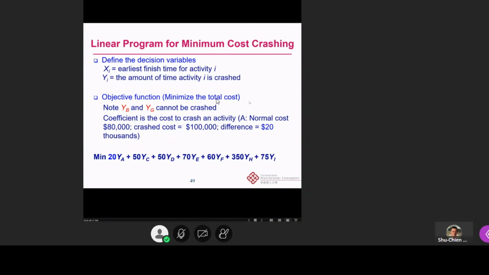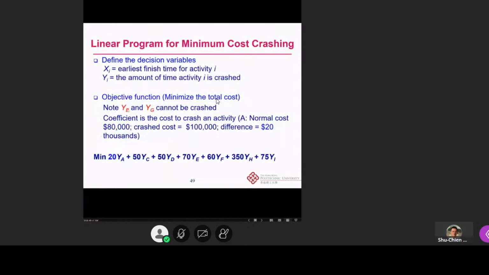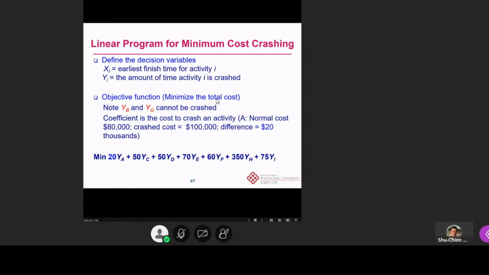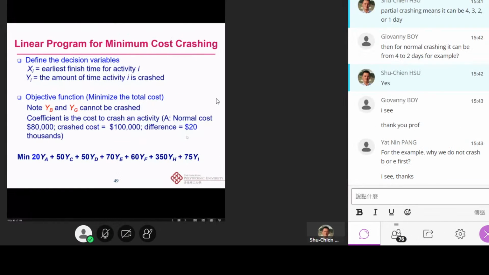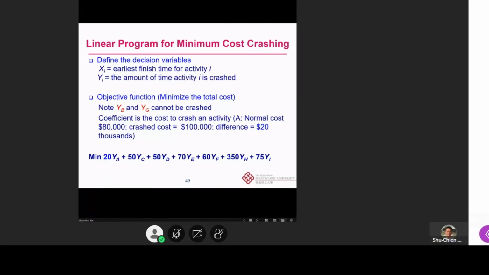So how can we minimize the cost? We already identified the slope based on this information, right? I just mentioned it. So we can identify the slope, so that here YG and YB cannot be crashed because here we already found out the slope is 0. So the coefficient is the cost to crash activity A: the normal cost is 80,000 and the crash cost is 100,000, so the difference is 20,000. This is the coefficient. Actually the coefficient here means the slope that we just explained, right? So then we will minimize 20 for YA.